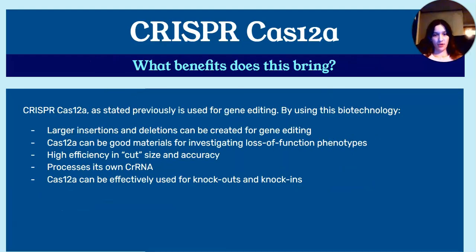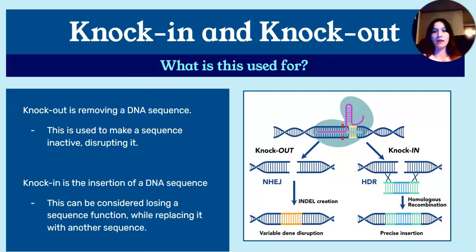With Cas12a CRISPR, there are benefits that can be brought from this gene editing technology. It has the larger insertions and deletions that were mentioned previously. It is a good tool for investigating loss of function phenotypes, such as the ones mentioned for Cas9. It also has high efficiency because of its cut size and its accuracy. It is useful because it processes its own crRNA, just as I had said before. It's effective for knockouts and knock-ins, which will be explained next.